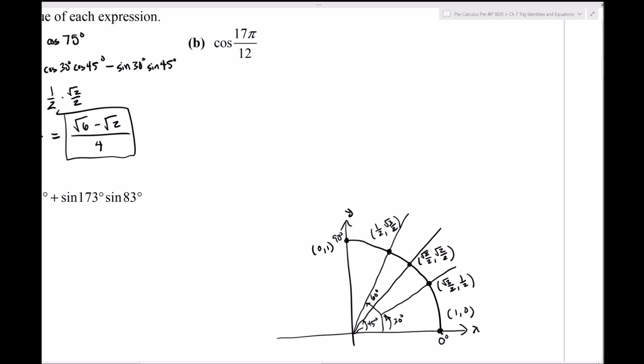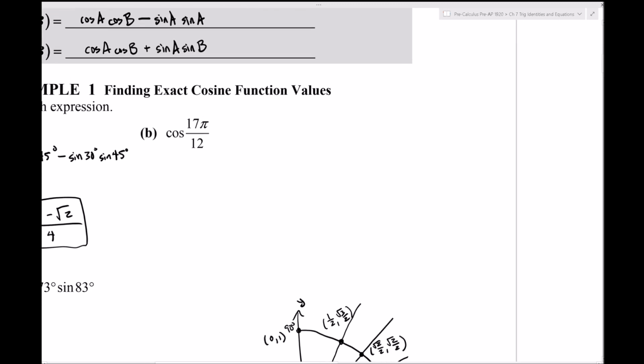So change 17 pi over 12, convert it to degrees. Degrees we understand a little bit better, and then try to split that up into two angles. So I'm going to do both ways. Or maybe a combination of the two.